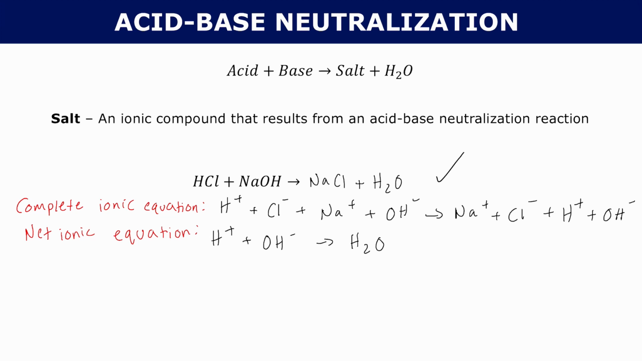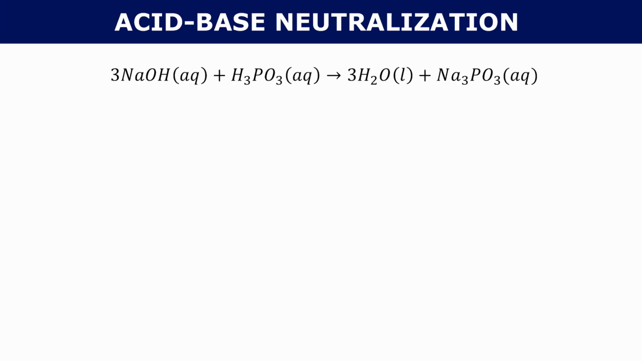Let's do one more example, and let's look at this reaction here. First of all, let's try to write the complete ionic equation. We have 3 NaOH. The NaOH is going to dissociate into Na+ ions and OH- ions, so we're going to have 3 Na+ ions and 3 OH- ions. Now let's look at the phosphorus acid. Phosphorus acid is a weak acid, which means it's not going to dissociate very much, and for that reason we can keep it in H3PO3 form.